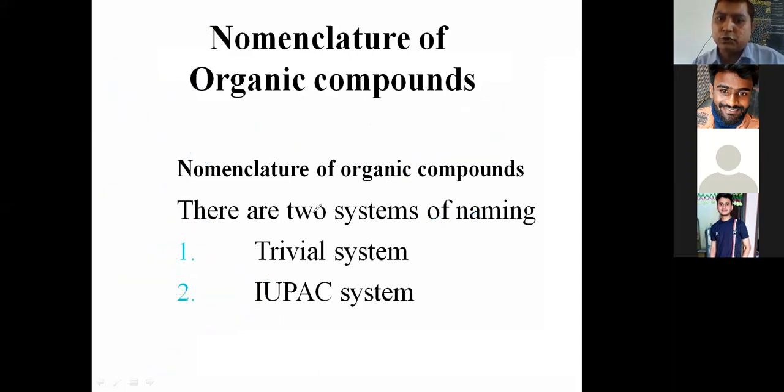For organic compounds, there are two systems. One is the trivial system. Trivial system means the naming before IUPAC. What is the full form of IUPAC? Who can tell me?